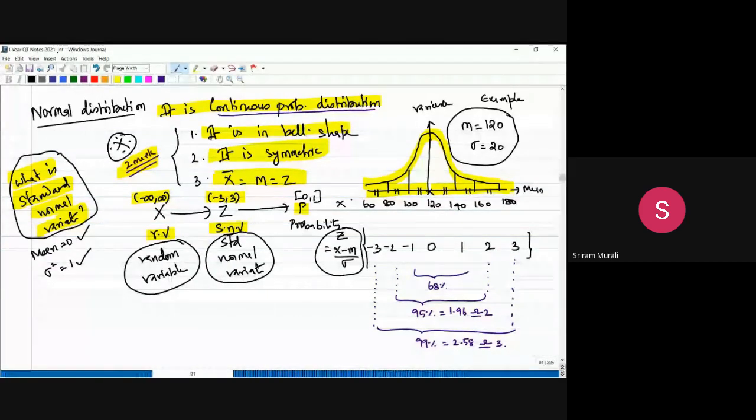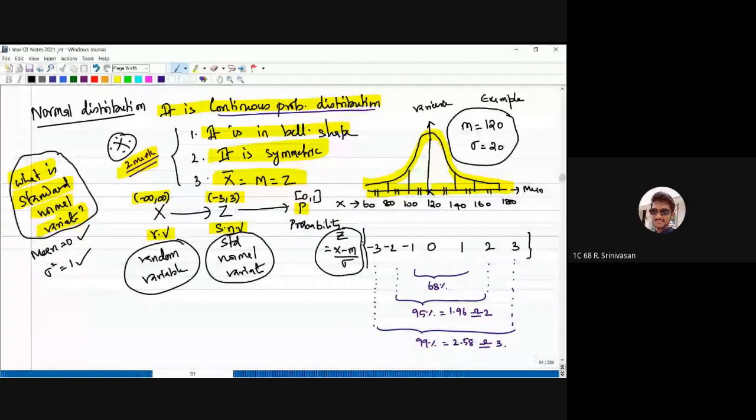Now this is my X. This X will be converted into Z. What is the formula to convert to Z? Z equals X minus M by sigma: observed value minus expected value by error. This is your observed value, this is your expected value, and the error is 20. 120 minus 120 by 20 will be 0. 140 minus 120 by 20 will be equal to 1. 160 minus 120 by 20 will be equal to 2. 180 minus 120 by 20 is equal to 3. In the same way, you do it for the left hand side. Is that clear? How are we transforming X into Z?